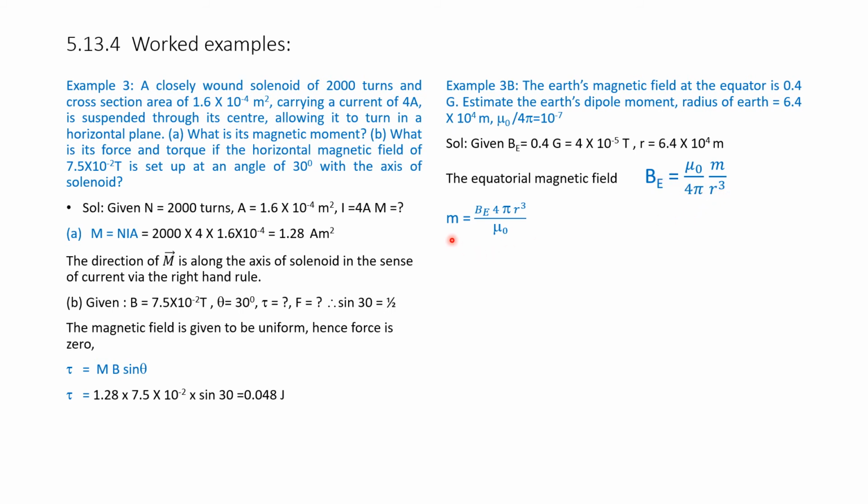Hence, m becomes m = B_E, retained as it is, into 4π r³. The μ0 goes by cross multiplying; it goes to the denominator, so it is divided by μ0. Therefore, this is 0.4 × 10^-5 Tesla into 6.4 × 10^4.